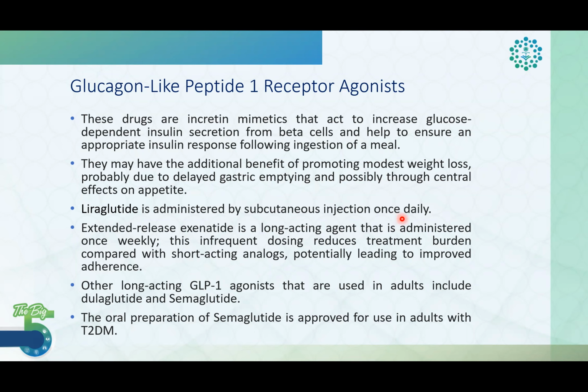So far, we don't have approval for other forms of GLP-1 receptor agonists like dulaglutide or semaglutide in children. The only one approved for us is the once daily injection of liraglutide. But in adults, of course, they have other forms of GLP-1 receptor agonists approved, as well as the oral preparation of semaglutide, which is currently available in Saudi Arabia, but unfortunately so far we don't have it approved in children.